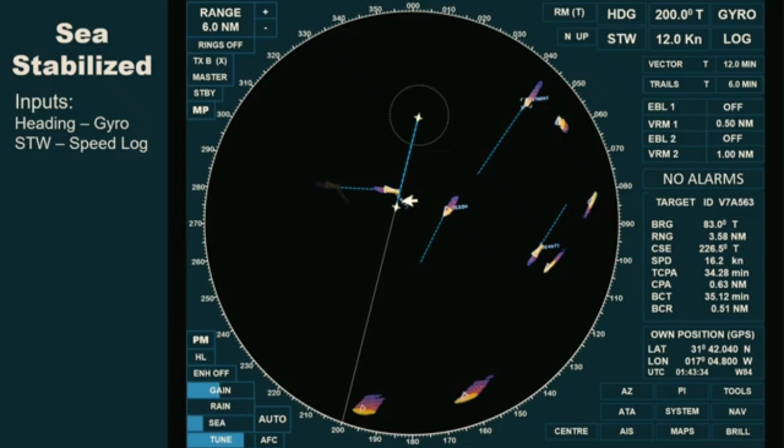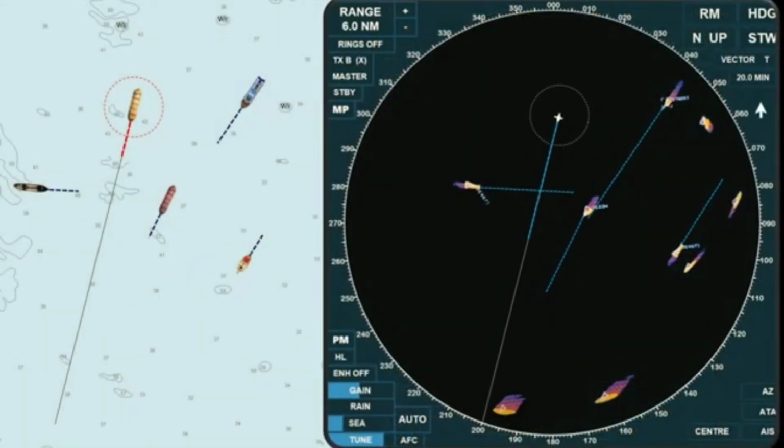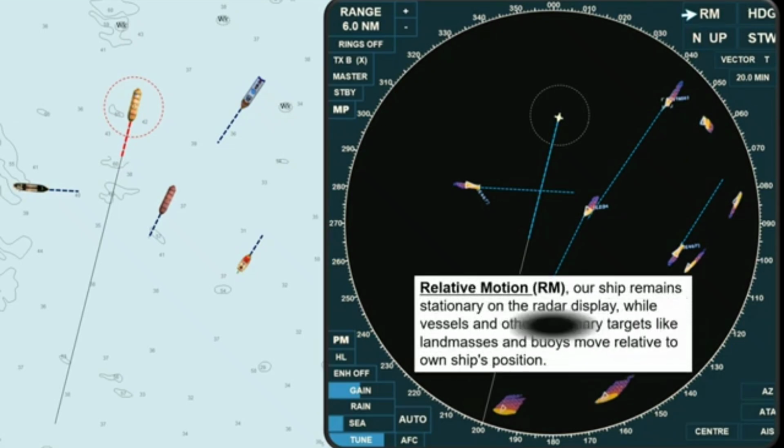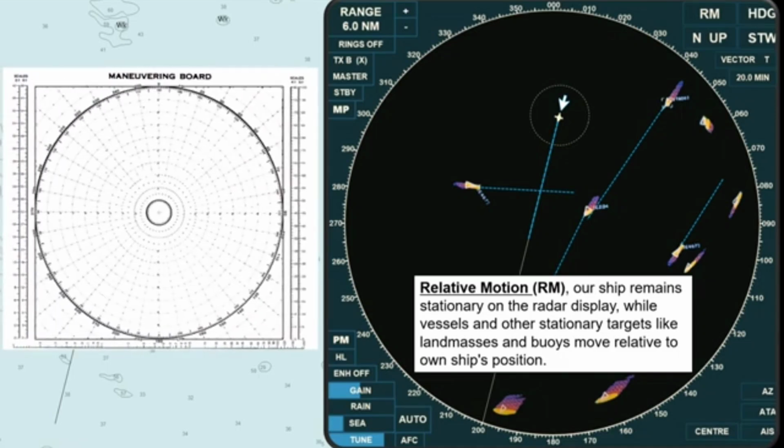To better understand the true movement of all acquired targets displayed on our radar, let's compare their movement on the chart. Remember that our radar is set to sea stabilized, and is operating in relative motion mode. In relative motion mode, our ship remains stationary on the radar display, while vessels and other stationary targets like land masses and buoys move relative to own ship's position. This setup is similar to using a radar plotting sheet, where own ship's position is always fixed while other targets are moving. True and relative motion displays are different from true and relative vectors.